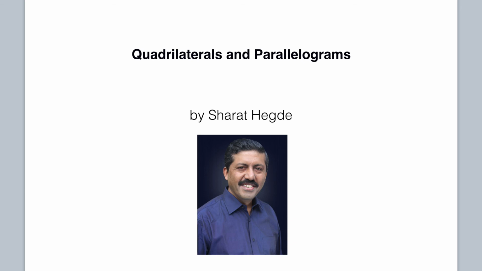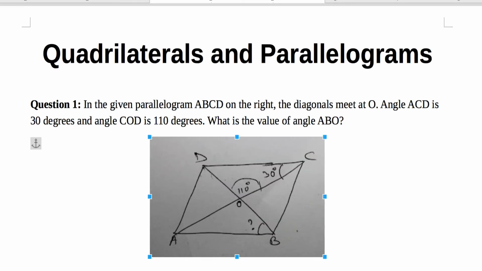Quadrilaterals and Parallelograms. Question. In the given parallelogram ABCD on the right, the diagonals meet at O. Angle ACD is 30 degrees and angle COD is 110 degrees. What is the value of angle ABO?